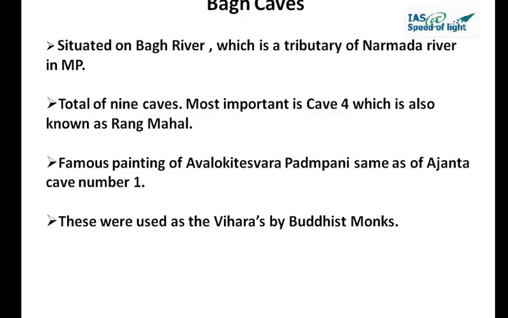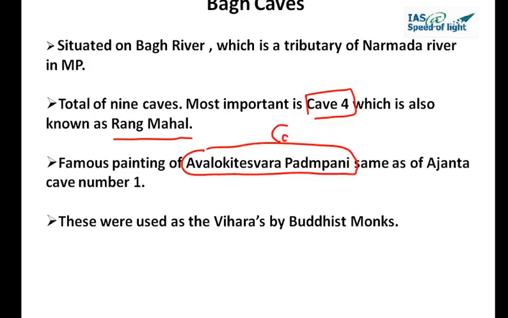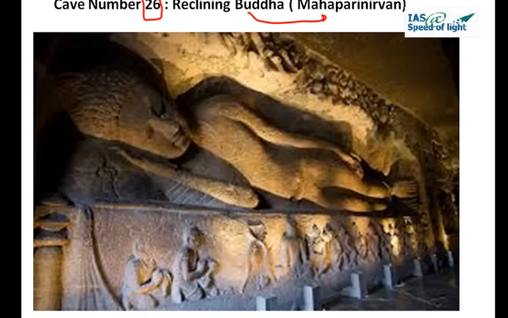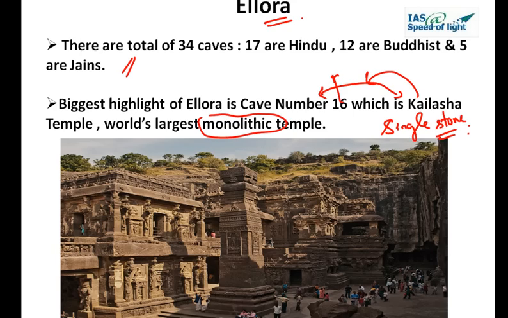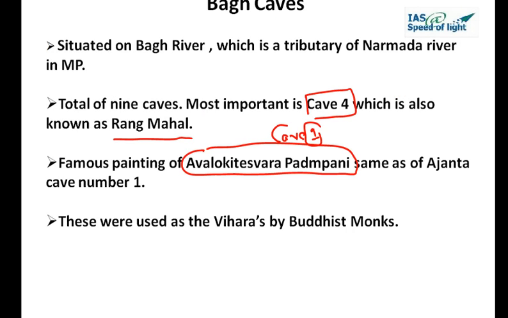Another is the Bagh caves, situated on the Bagh river, a tributary of the Narmada river in MP. A total of 9 caves. The most important is cave number 4, also known as Rang Mahal. A famous painting of Avalokiteshvara Padmapani, like cave number 1 of Ajanta, the person holding a lotus in his hands. It's a very important picture, you should know it by name. Avalokiteshvara holds a lotus flower, and Vajrapani holds a thunderbolt. These Bagh caves were used by Buddhist monks as viharas.